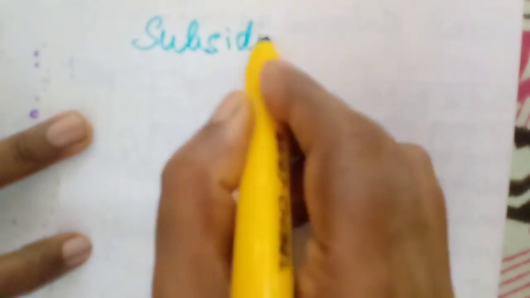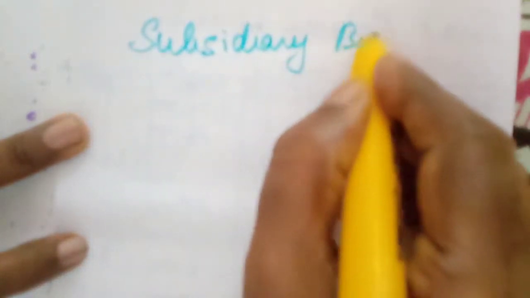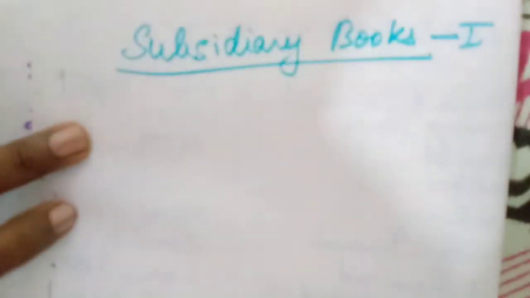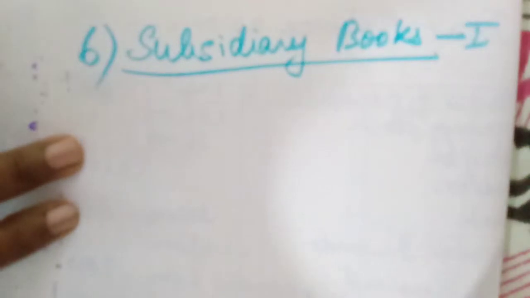In the 5th lesson, we learned to write all the balances from the ledger accounts, which is called the trial balance. So, now we are going to learn about the subsidiary books. What are subsidiary books? Here, the subsidiary books are divided into 1 and 2. In this lesson, we are going to learn about section number 1. What is the meaning of subsidiary books?